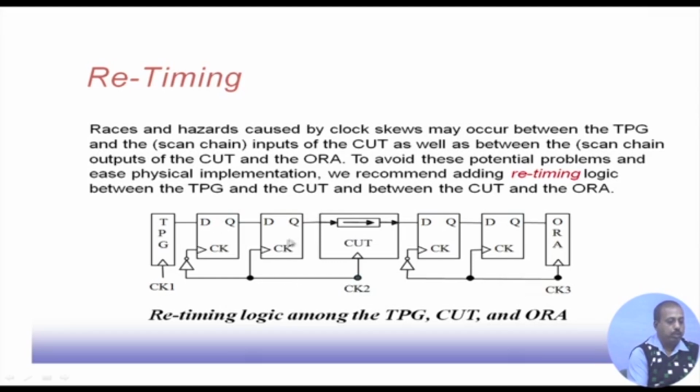So, these 2 D flip flops are added to operate on clock 2, and 2 D flip flops are added to operate on clock 3, so that the problem of skew will not occur. So, this is the retiming logic that is added, which will avoid the clock skew. This modification has to be done to the circuit.